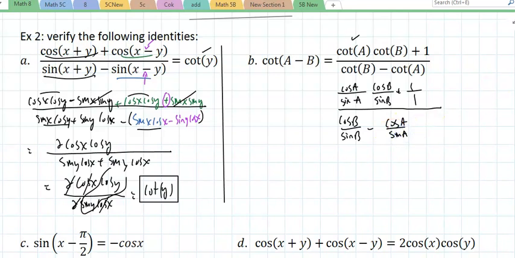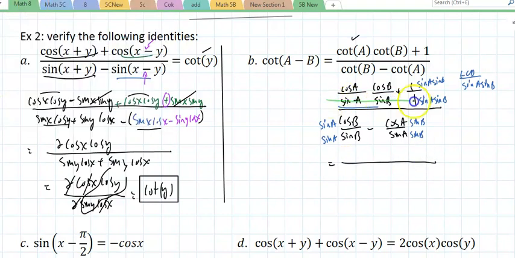And I notice here the LCD for the top and the bottom combined would be sine of A sine of B. So this is not missing anything here. I'm going to multiply sine of A sine of B top and bottom. I'm going to multiply sine of A both top and bottom. Here I'm going to multiply sine of B top and bottom. And from what I know, I'm going to ignore the denominators because they all have it.